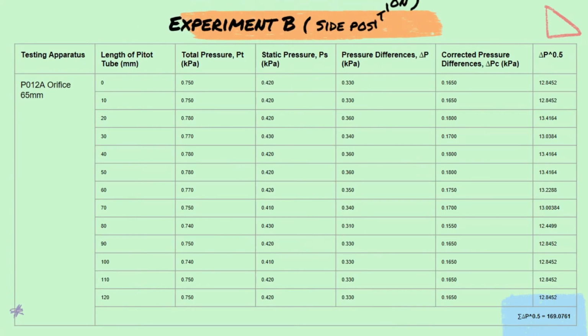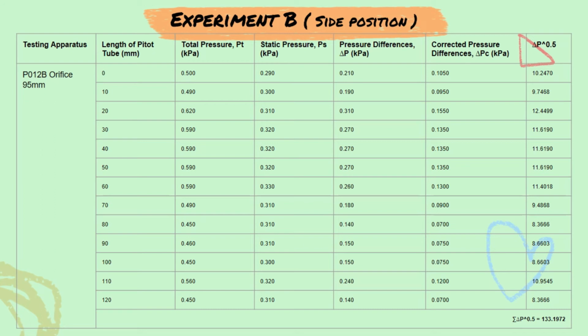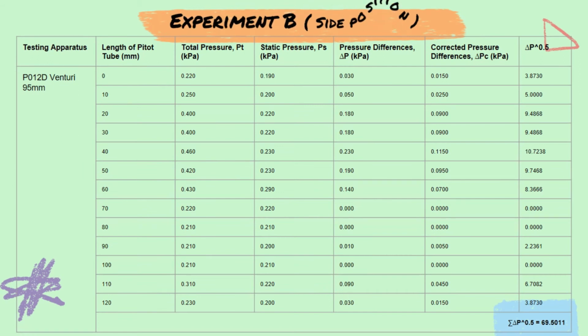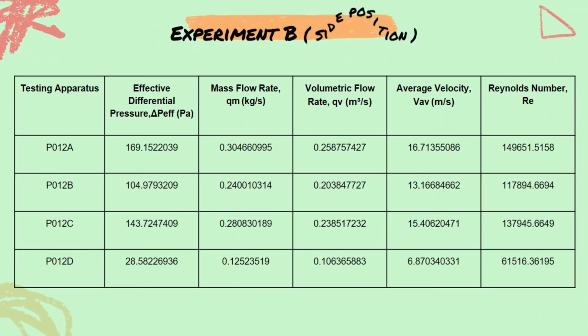The same tabulation method is repeated for the repeated experiment from the side. This is the results. P012A orifice 65 mm, P012B orifice 95 mm, P012C venturi 65 mm, P012D venturi 95 mm. And the same thing, this is the combined table of all 4 types of apparatus with the results.